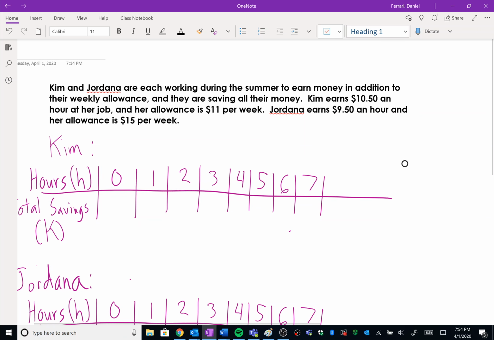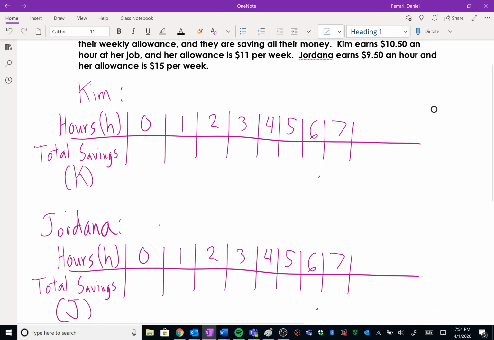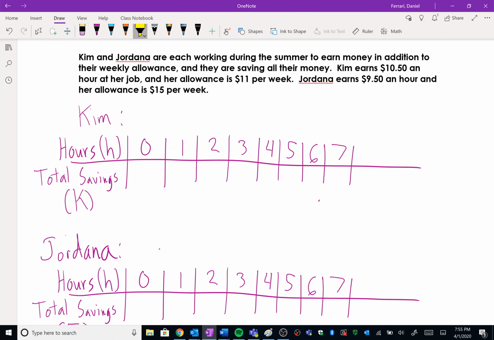The first thing we need to do, and this is part A, is fill out a table with the information for how much money they would have after a certain number of hours. One of the key things is that first of all, I'm only looking at Kim right now, so I'm going to highlight only Kim's information. We have all of Jordana's stuff here, where she earns $9.50 an hour and $15 per week. We're going to ignore that, because right now all I care about is Kim's information. Those are the only numbers that matter to me at this moment.